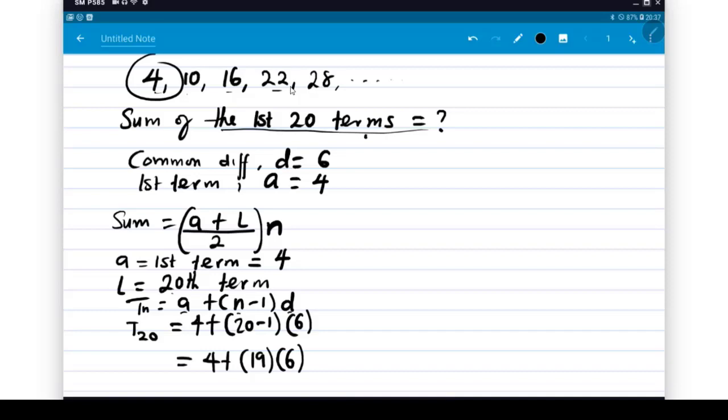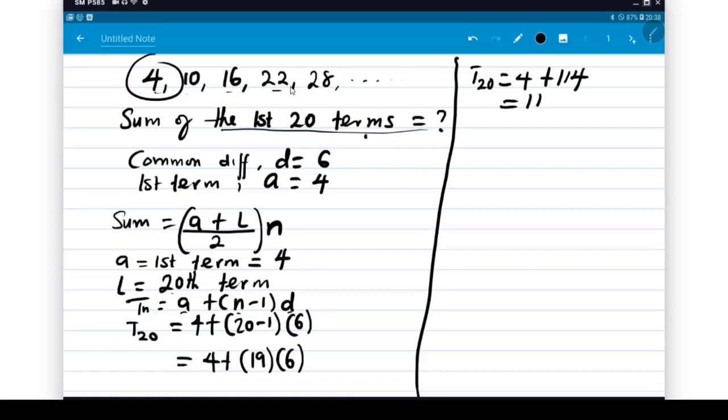Alright, so now what do we have here? That means we will have our 20th term equal to 4 plus 19 times 6. And 19 times 6 will give us what? That will give us 114. Okay, so 4 plus 114 gives us 118 as our 20th term.